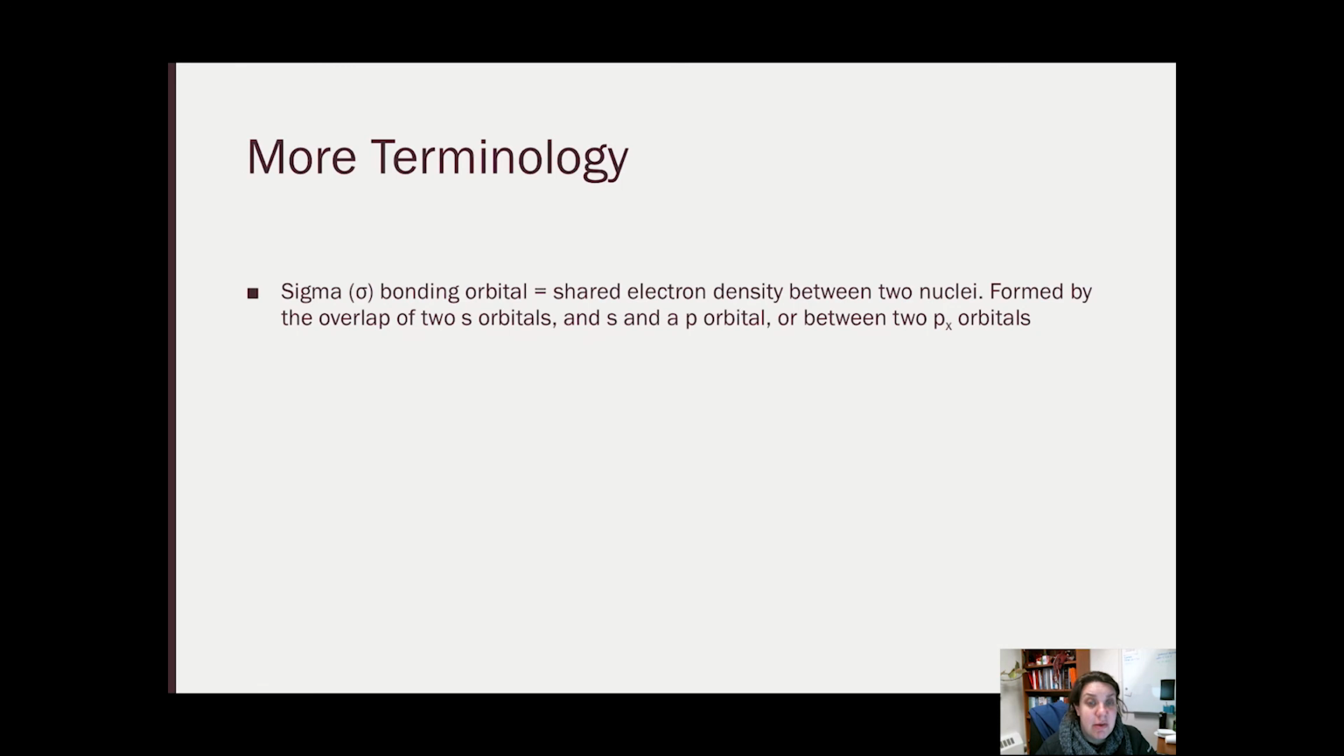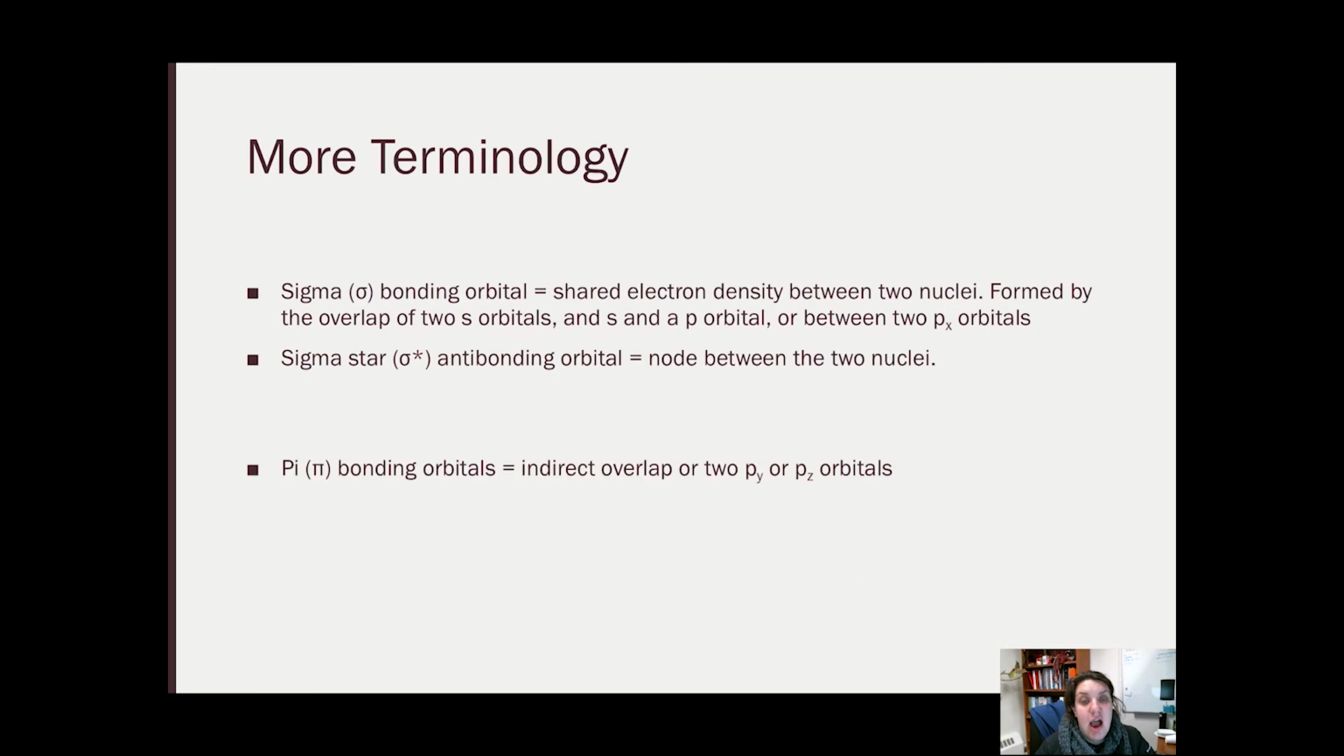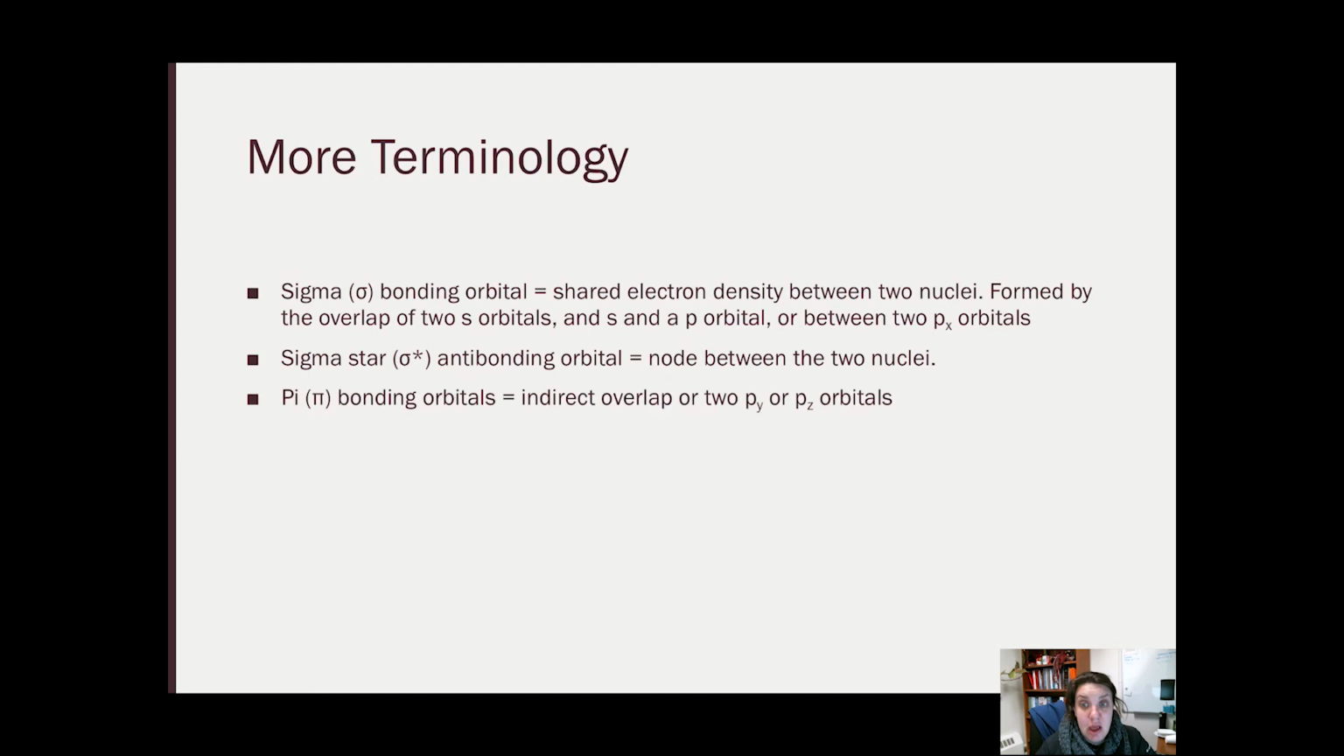Then we also have a sigma star, our anti-bonding orbital, so when we have a node between the 2 nuclei. We also have pi and pi star, where pi is an indirect overlap of 2 parallel p orbitals, and pi star is when we add that anti-bonding aspect to it, so then we actually get a node in between them.